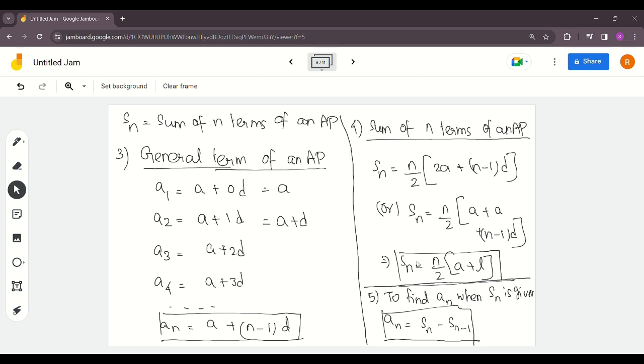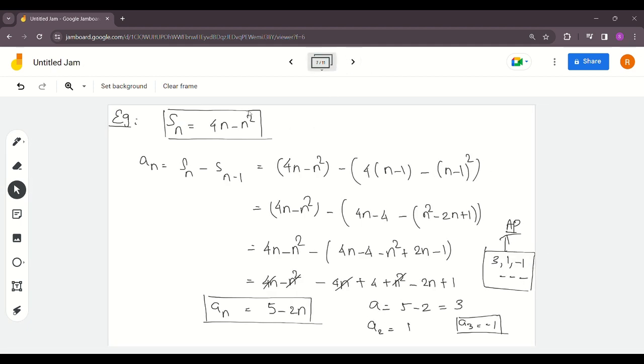So now the last concept of this AP is to find the general term when the sum of n terms is given. So this is a new concept. To find the general term when the sum of n terms is given, you have to use this formula, guys: An equal to Sn minus Sn minus 1. I have given you an example for this model. Sn equal to 4n minus n square. Now we have to find An. So we are using this formula: Sn as it is, minus Sn minus 1.